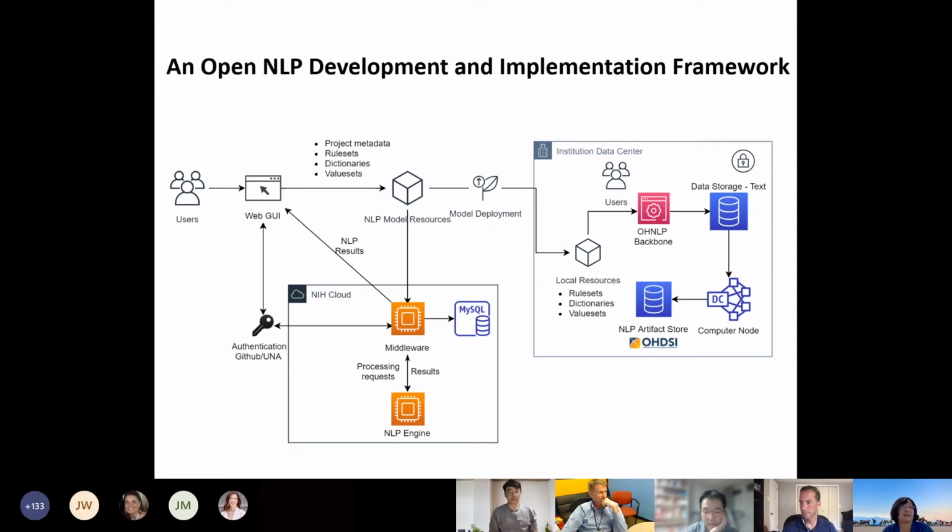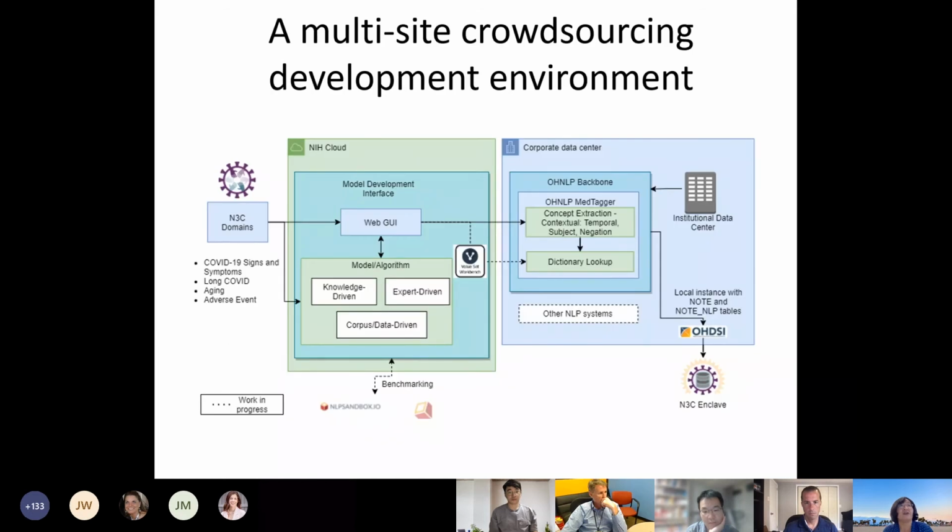The key piece is that we take a federated NLP implementation approach, and we take a more crowdsourcing, open development environment for developing NLP algorithms. And the detail can be seen in the following.